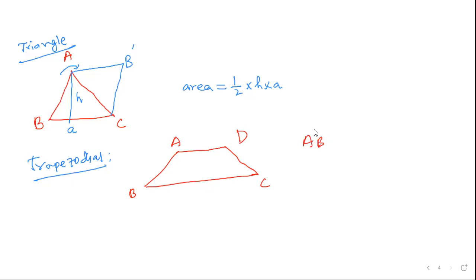AD is parallel with, let me write it here, AD, let's say, parallel with BC. Now what we try to do, basically, we want to calculate the area. So let's say this length is A, this length is B.